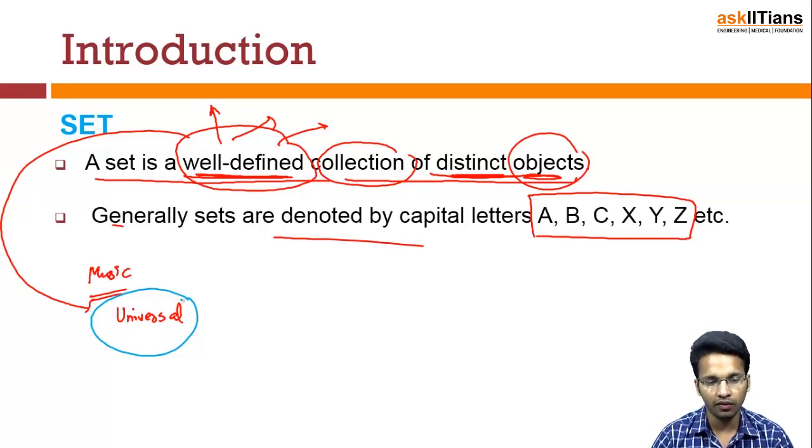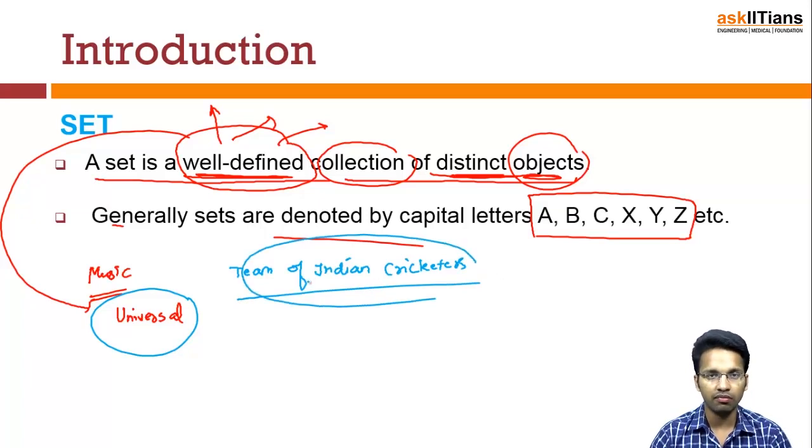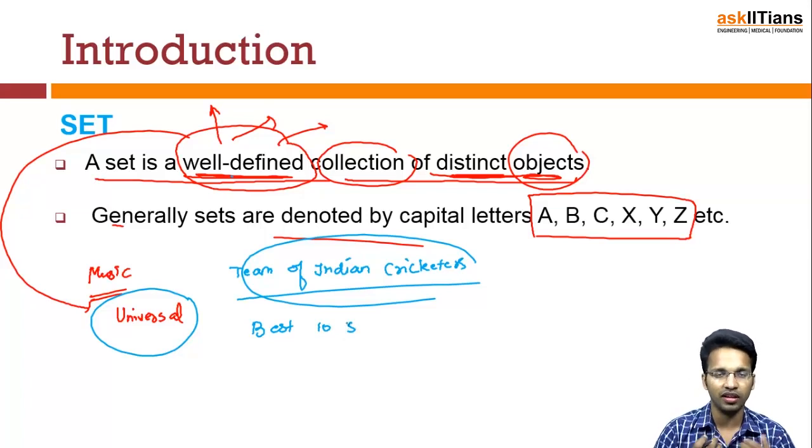If you are saying the team of Indian cricketers, okay, so that is a set, okay. Why? Because those who have played for India, or they are in the India team, you can make the team, right? So it's a collection, but well defined. Well defined, why? Because everybody will agree that yeah, this player is from India only. But if I say best 10 players, okay, so somebody will say, okay, Sachin is best for me, somebody will say Rahul Dravid is best for me, somebody will say Dhoni is best for me. So that is not well defined, okay.